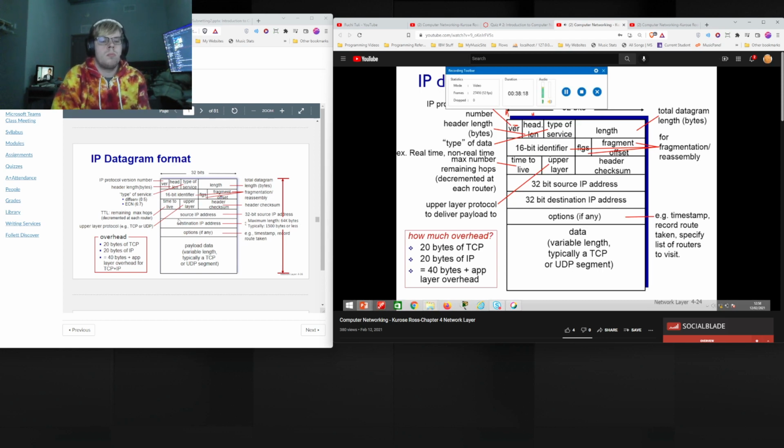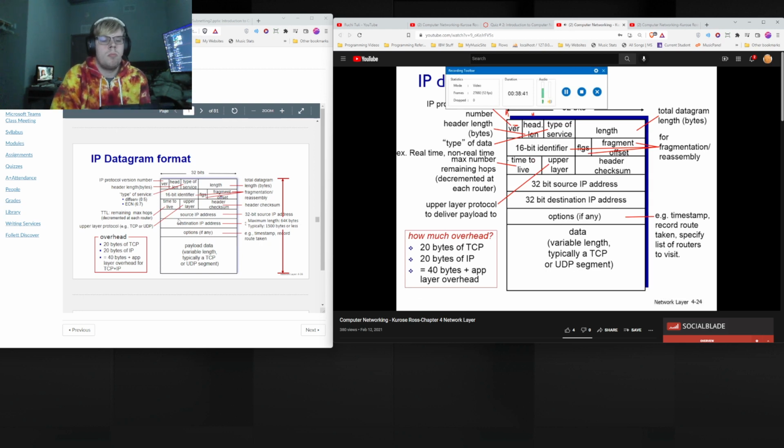Alright, so now we have the 16-bit identifier, flags and fragmentation offset. These three fields have to do with what we call IP fragmentation. In the next slide I am going to discuss it, and the new version, IPv6, does not allow fragmentation. So all these are used for IP fragmentation.